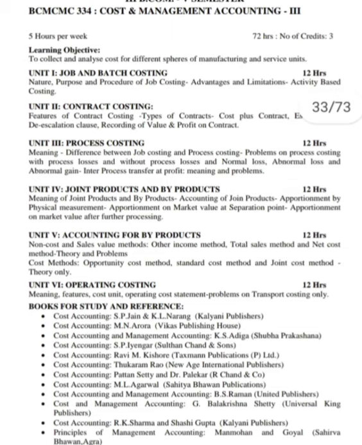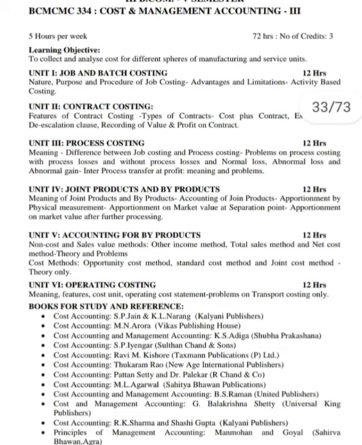Under the next one, unit 4, joint products and byproducts. What are the meaning of joint product and byproducts? And accounting for joint products, apportionment by physical measurement, apportionment on market value at separation point, apportionment on market value after further processing. These are the different methods under the joint and byproducts. Under the joint product.